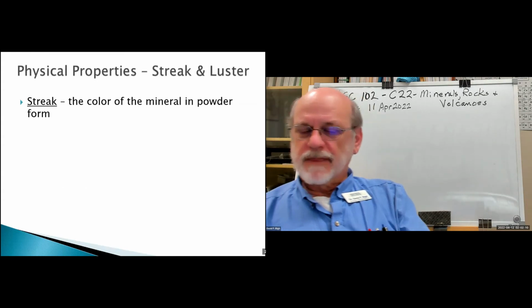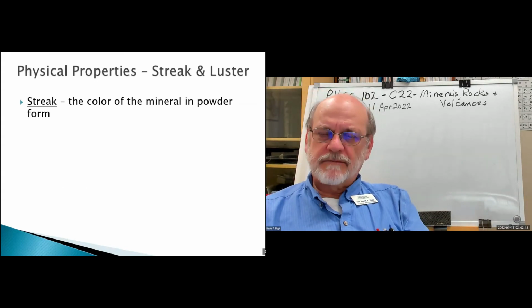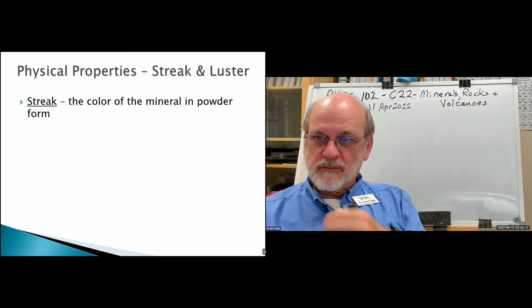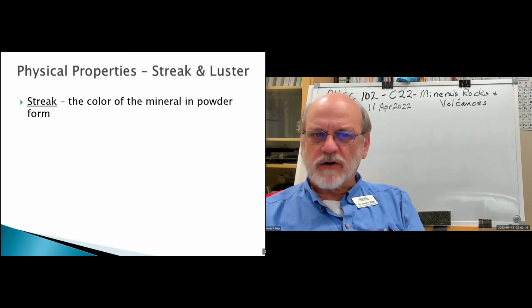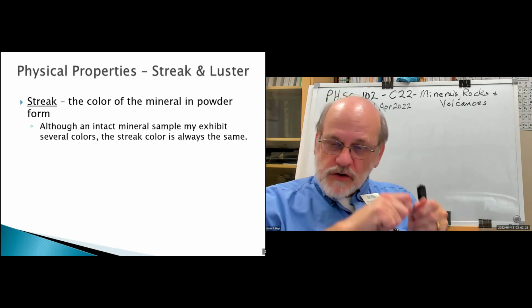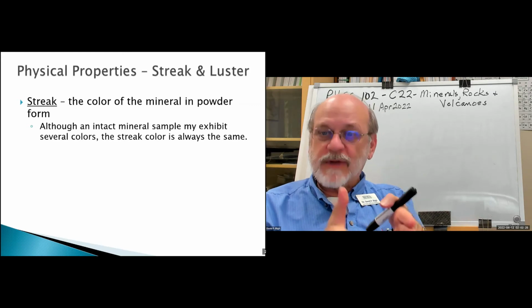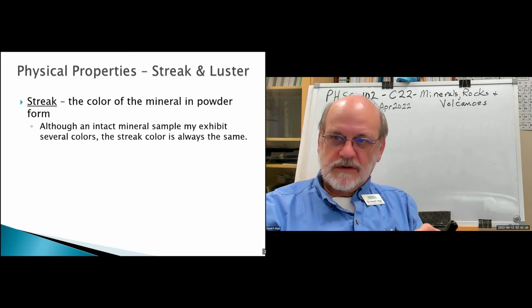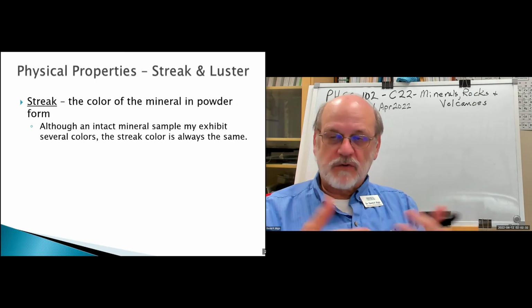Okay, another physical property is the streak. What is the color of the mineral in powder form? Well, how do you get a powder form? Well, you take the mineral and you scratch it on a special ceramic surface that can reproduce the streak from various minerals.